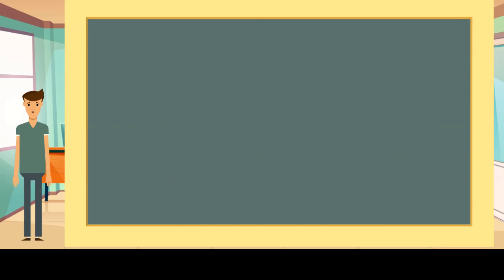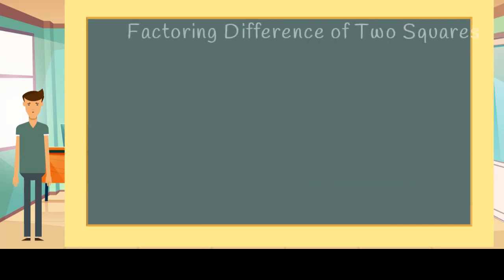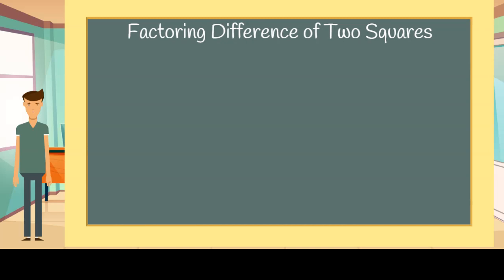What you will learn in this lesson. In this lesson you will learn how to factor difference of two squares. Every polynomial that is a difference of squares can be factored by applying this formula. A squared minus b squared equals a plus b times a minus b.